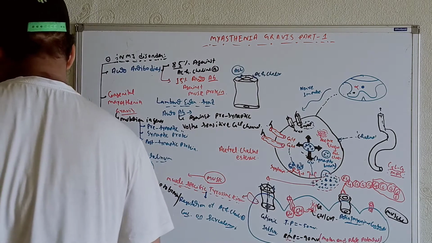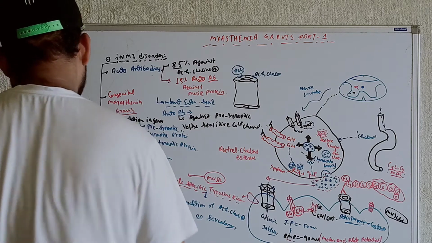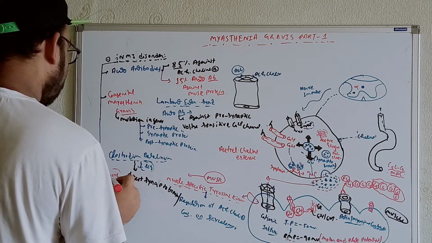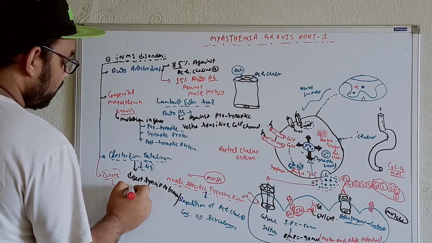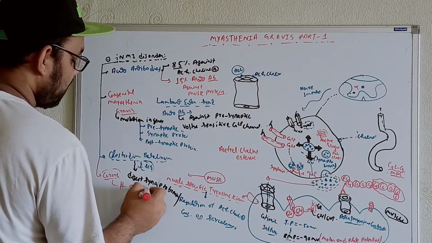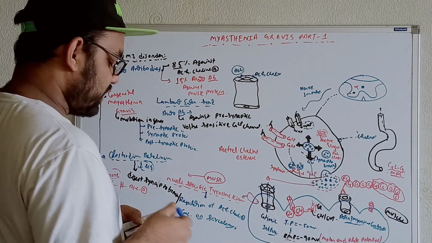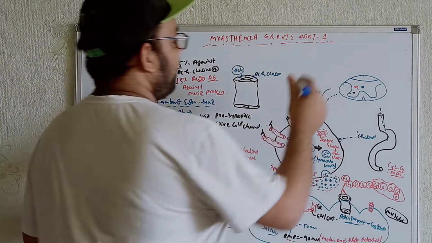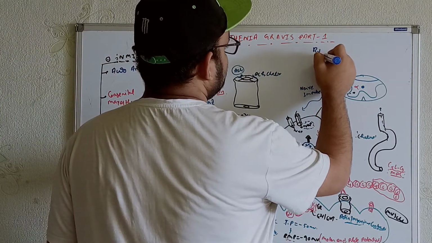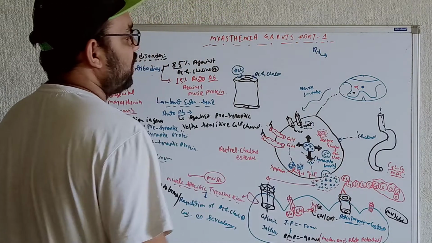That can also cause Myasthenia Gravis. Basically, you will see that the curare toxins will block the acetylcholine receptors. And you can remember certain kinds of drugs that can also cause Myasthenia Gravis in some patients.